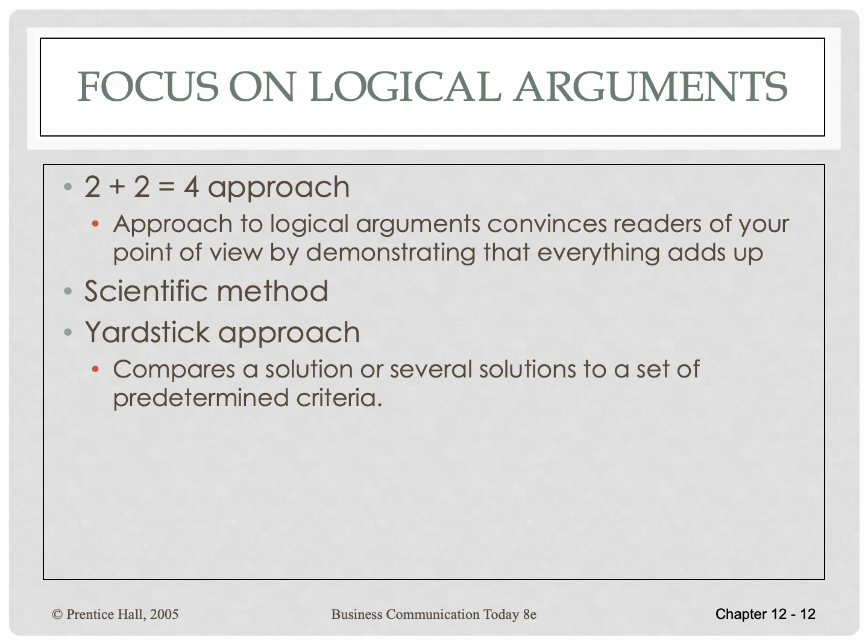Okay, now we will see several logical argument methods. The first one is called the 2 plus 2 equals 4 approach. This is an approach to logical argument to convince your reader of your point of view by demonstrating that everything adds up. And the second one is the scientific method, where you will do some specific research by using a lot of methods, a statistical method or qualitative method, to convince your audience. And then the third one is the yardstick approach, where you compare a solution or several solutions to a set of predetermined criteria.